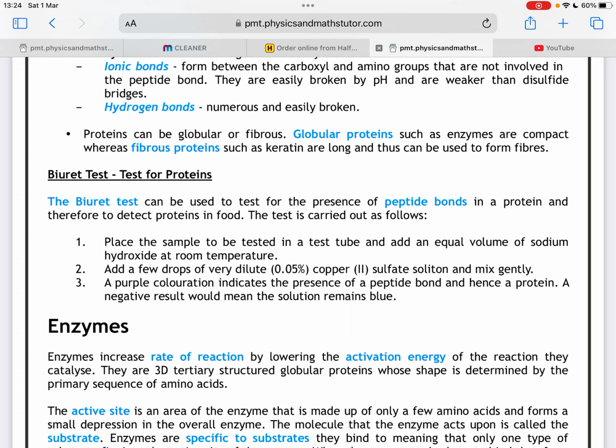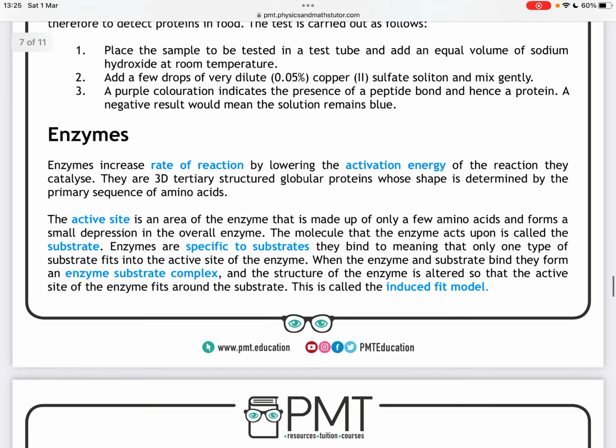The Biuret test can be used to test for the presence of peptide bonds in a protein and therefore to detect proteins in food. The test is carried out as follows. First of all, place the sample to be tested in a test tube and add an equal volume of sodium hydroxide at room temperature. Then add a few drops of very dilute 0.05% copper sulfate solution and mix gently. A purple coloration indicates the presence of a peptide bond and hence a protein. A negative result would mean the solution remains blue. This is the test for protein, and it's called the Biuret test.